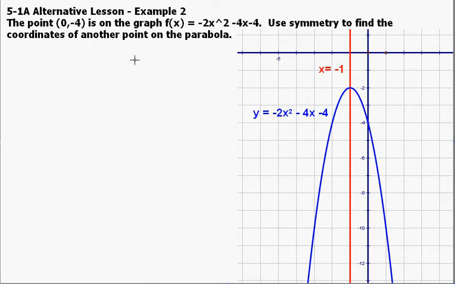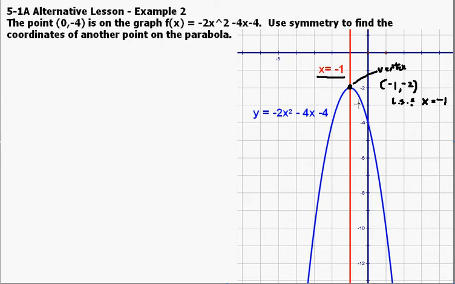So if we look at the parabola y = -2x² - 4x - 4 and look at the line of symmetry, remember our vertex right here. Let's make sure we identify that. This is our vertex, where the curve points. Our vertex has coordinates of (-1, -2). So our line of symmetry is x = -1. That's our line of symmetry right there.